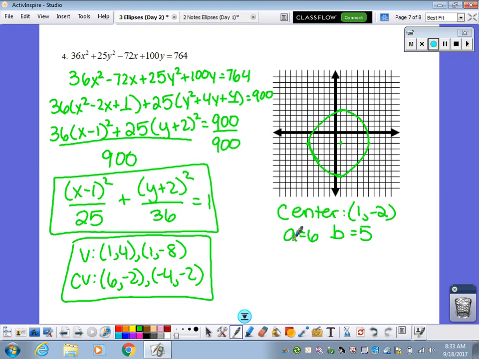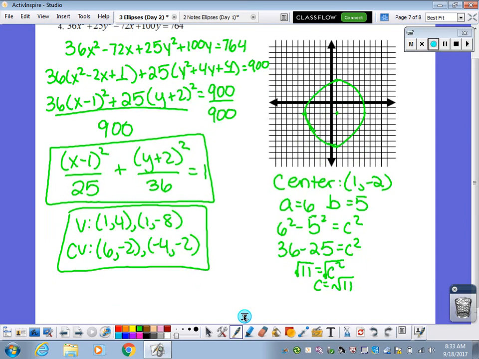So our foci, we use these two values. We got 6 squared minus 5 squared is equal to c squared. 36 minus 25 is equal to c squared, which is going to be 11 is equal to c squared. Square root both sides, and c is equal to radical 11. Since this is a vertical ellipse, we know we're adding this value to our y value here to get our foci: 1, negative 2, plus or minus radical 11. And there is our solution.